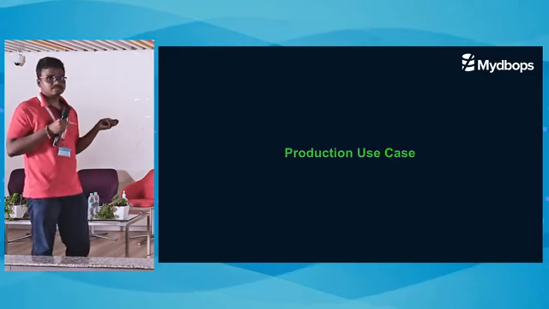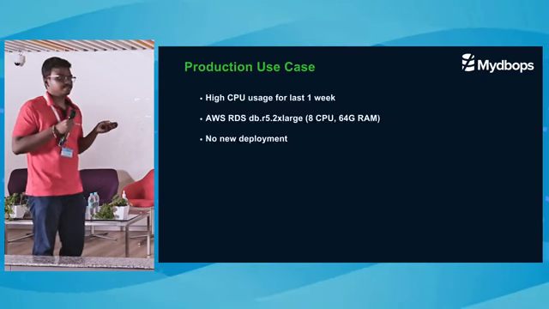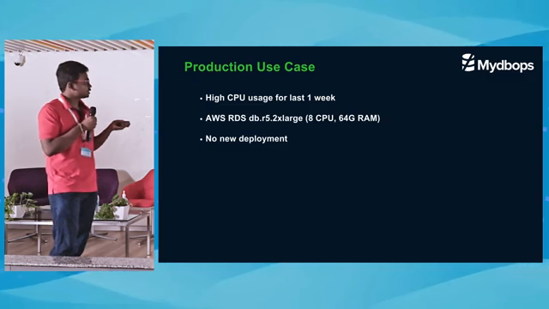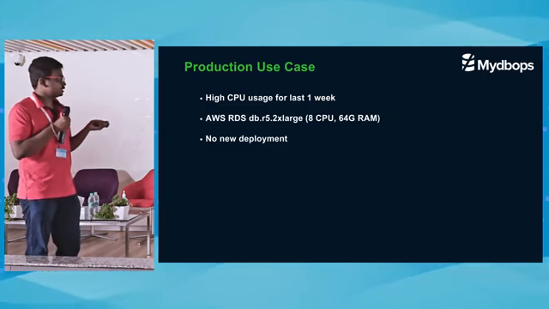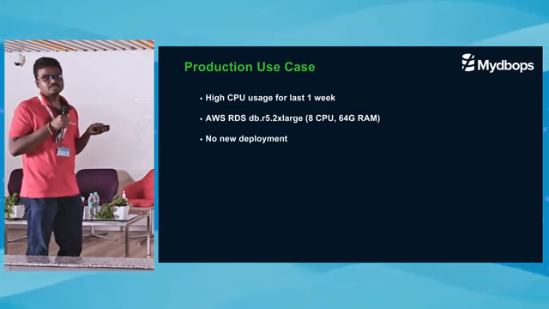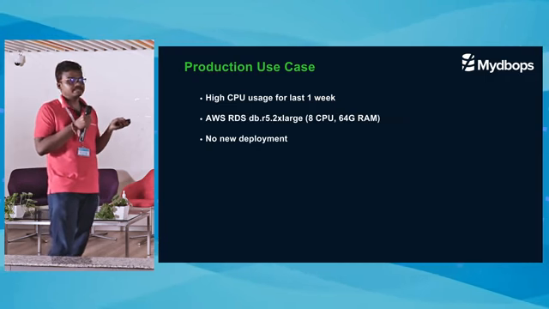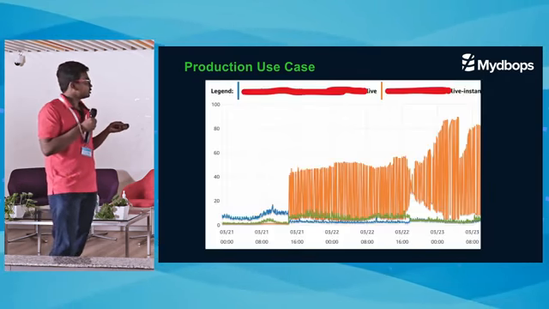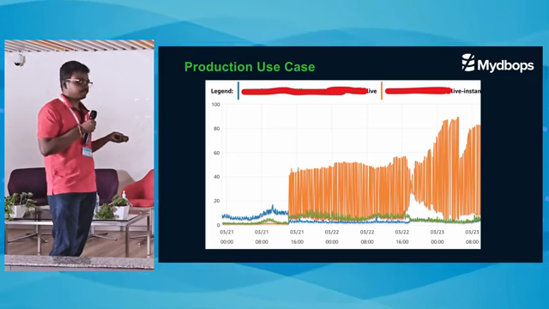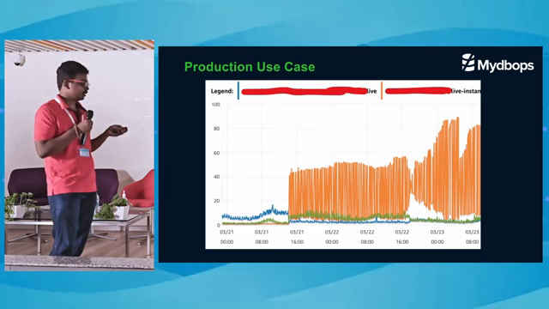We recently, about 3 months back, faced one issue where one of the customers had very high CPU usage for the last 1 week. They are on a database on RDS, an 8 CPU and 64 GB RAM instance. We asked them, and there was no new deployment, which means no new queries were configured, but we were seeing very high CPU usage. This is the CPU usage. Until a certain point it was very flat, and after some time it started to keep on increasing.